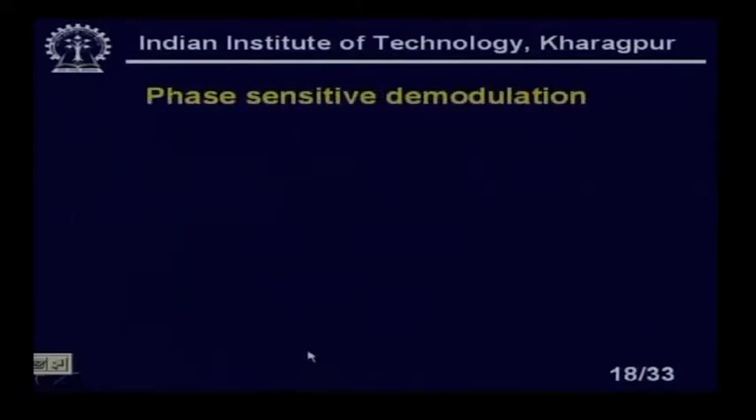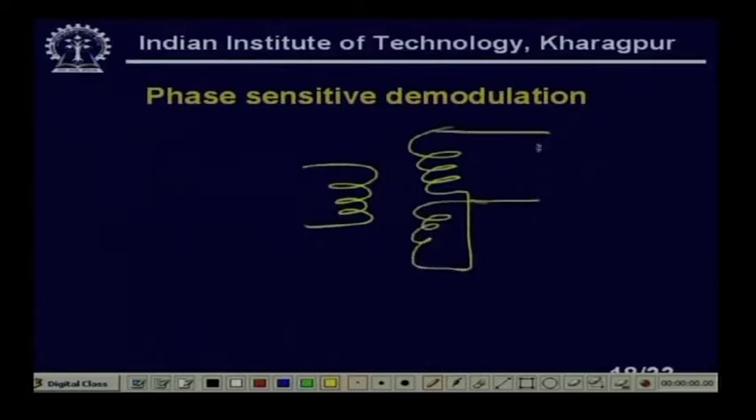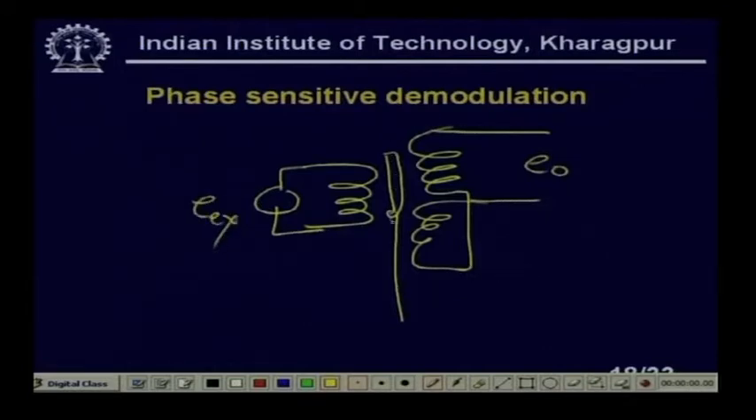Now, phase sensitive demodulation is very important in the case of LVDT, because we have seen that if the core moves up and down, with a primary and two secondaries, I will get an output, is it not?